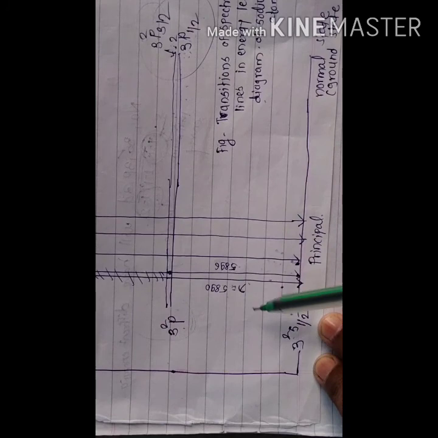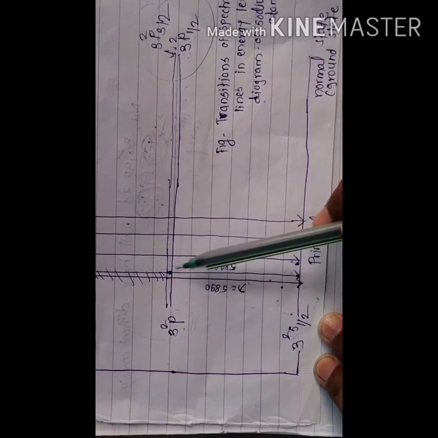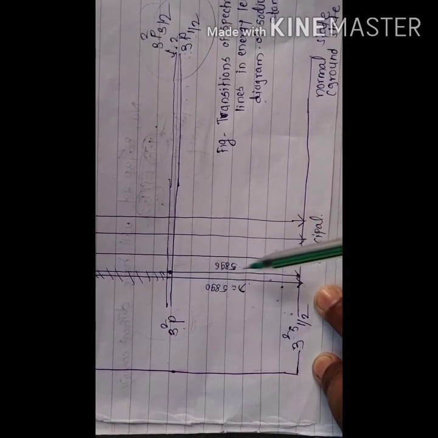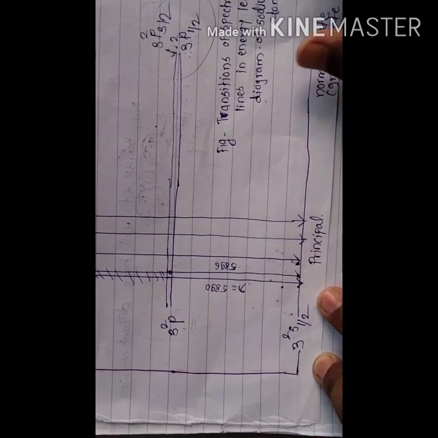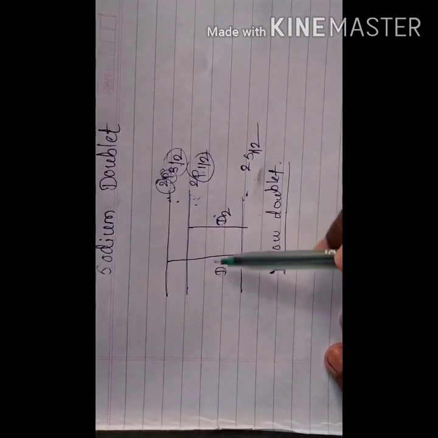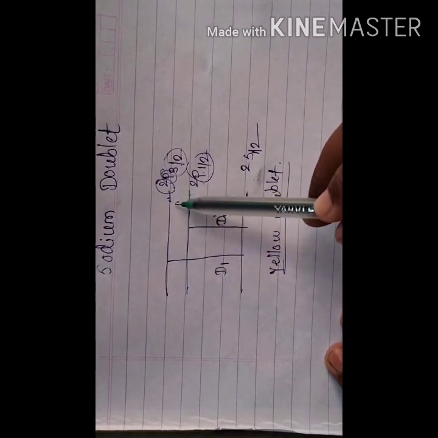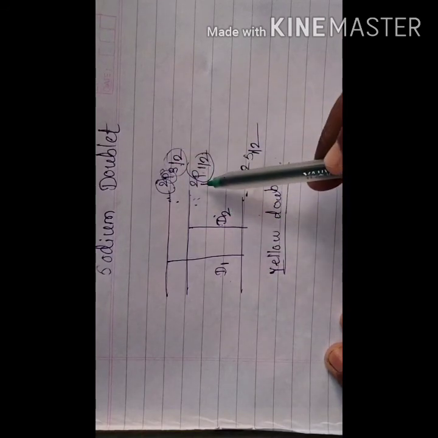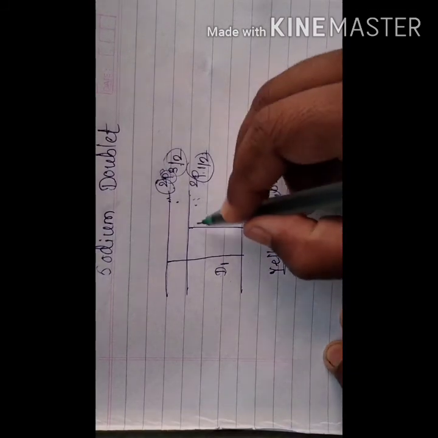So the transitions are 2p3/2 to 2s1/2 and 2p1/2 to 2s1/2. These are the two transitions, and they give the sodium doublets, D1 and D2. For D1, the first doublet, the transition is possible between 2p3/2 and 2s1/2, and for D2 the transition is between 2p1/2 and the 2s1/2 level. So here the transition of the electron takes place.